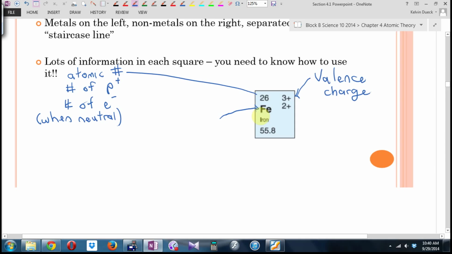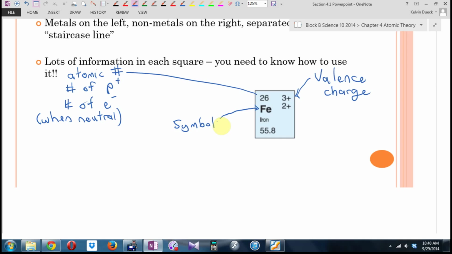What was this? Symbol, abbreviation, but symbol is the fancy name. Mr. Dueck? Yes, Jared. Why isn't the symbol for iron IR? It's a good question. Why isn't the symbol for iron IR? Because not all scientists speak English. Yeah. In fact, a lot of the symbols are from Latin.